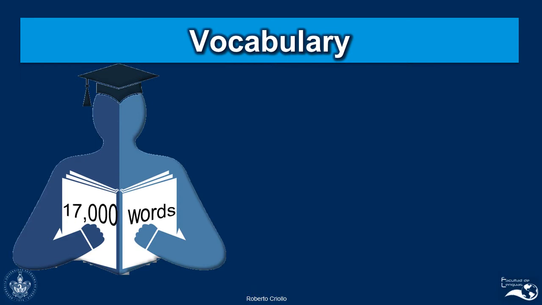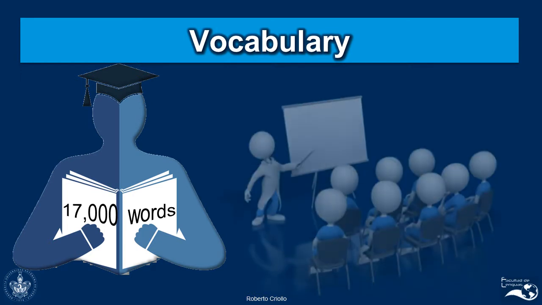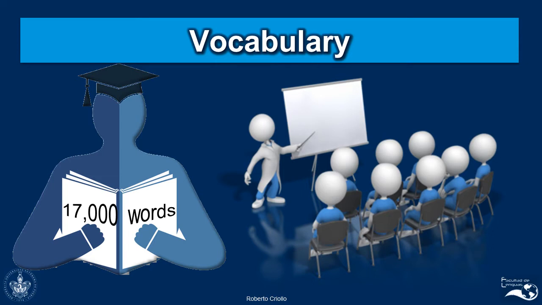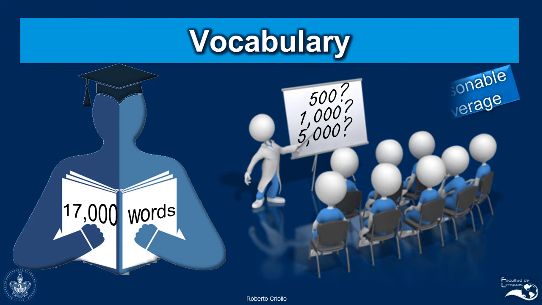So by studying the number of words that an average educated native speaker can understand, which is about 17,000 words, people tried to calculate what was a reasonable amount of words for second language learners or foreign language learners to learn. And some people said, what about 500 or 1,000 or 5,000? And after much analysis on the part of all of these famous linguists, they came to the conclusion that 5,000 words gave a reasonable coverage for a person to be able to understand and get by in English.